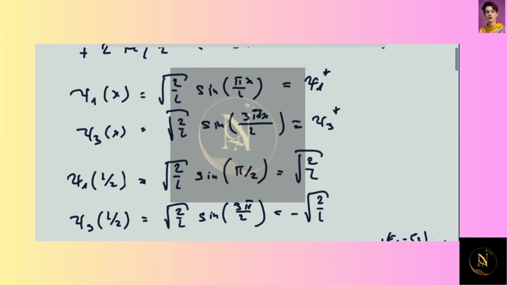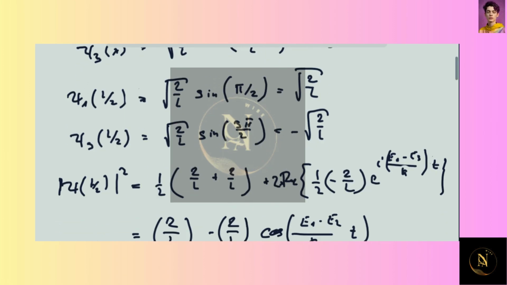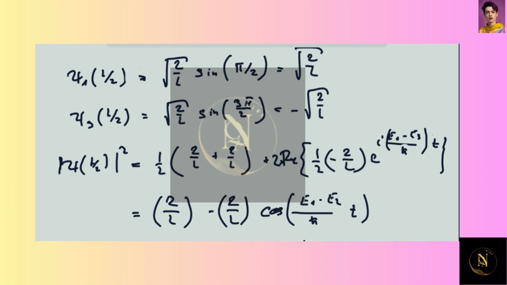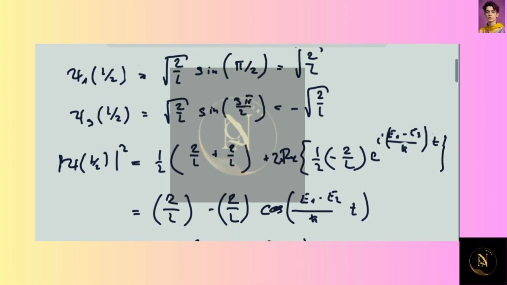So you can use these expressions to find what the values are at L over 2, which is the position where we're interested in finding the probability distribution function. If we put in x equal to L over 2, we find that psi1 is equal to root 2 over L, and psi3 is equal to minus root 2 over L. So putting that back into our mod squared expression for the probability distribution function, we get that |psi(L/2)| squared is equal to a half times 2 over L plus 2 over L, right, because those are squared.